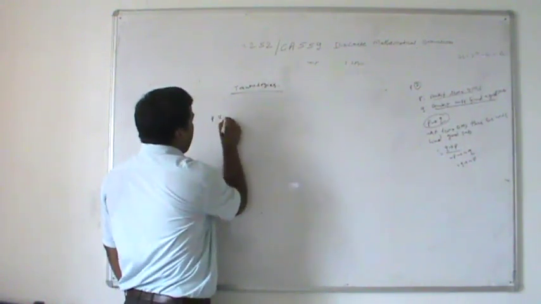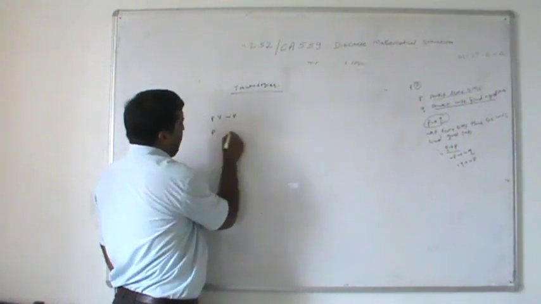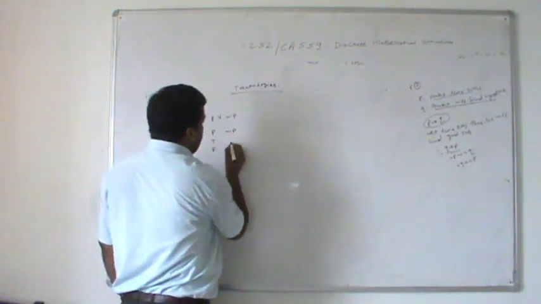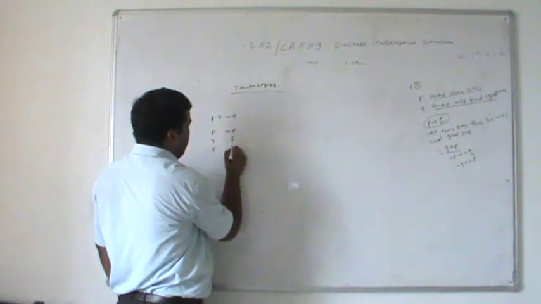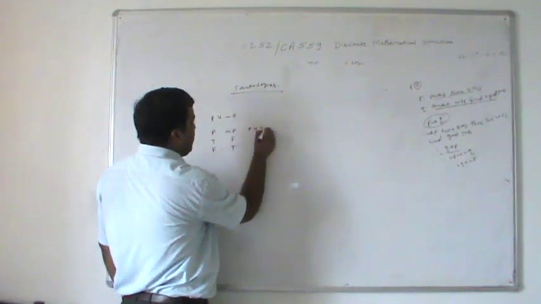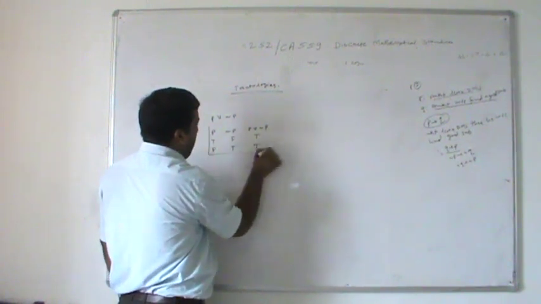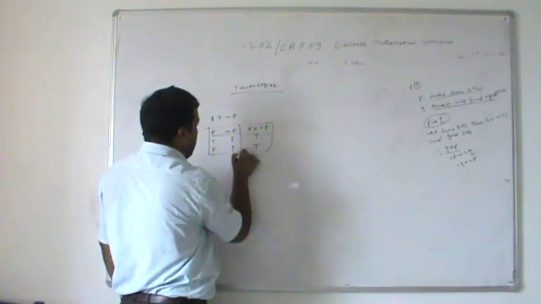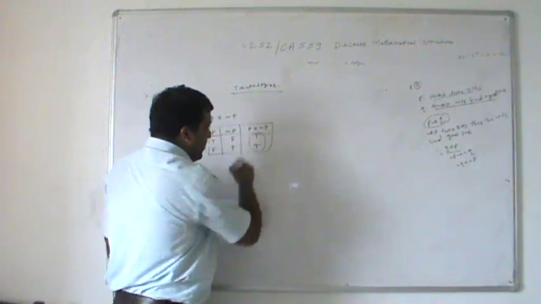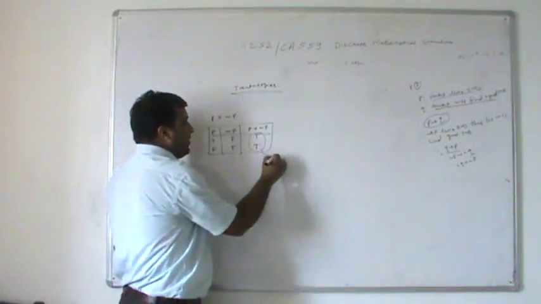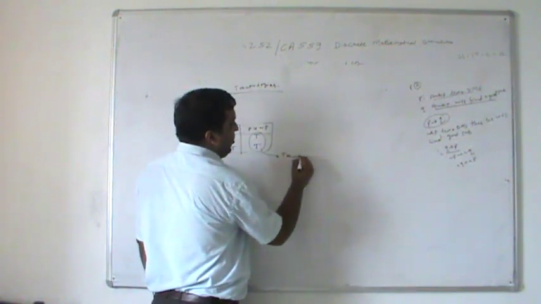We can just take P or negation P. If P has the values true and false, negation P has the values false and true. We take P or negation P: true or false is true, false or true is true. So now the resultant value for all the combinations is true. So both values are true, then it is called a tautology.